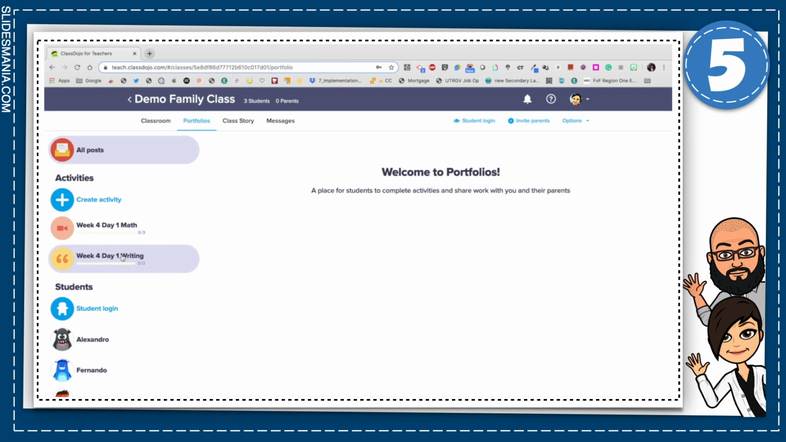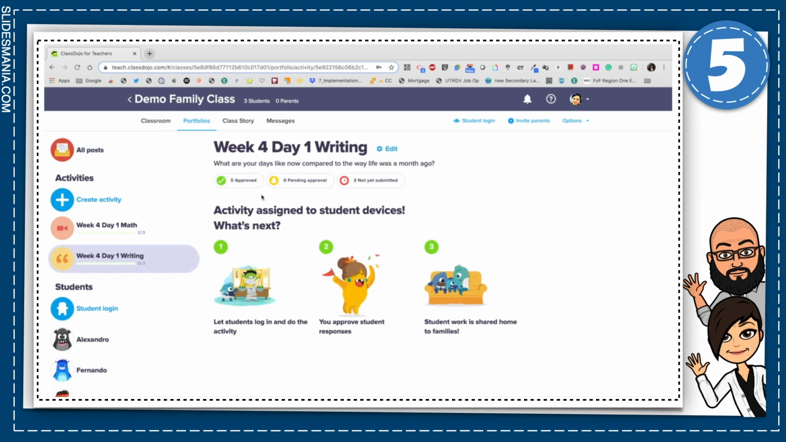I'm going to show you one of the activities that I have ready for my kids. Week 4, day 1, writing, which is an activity for next week. And this is the question that my students have to answer: What are your days like now compared to the way life was a month ago? So again, this is a writing activity, so my students will be typing the answer to this question.